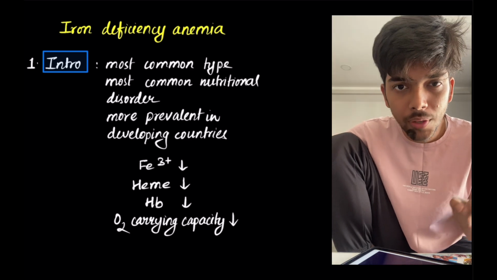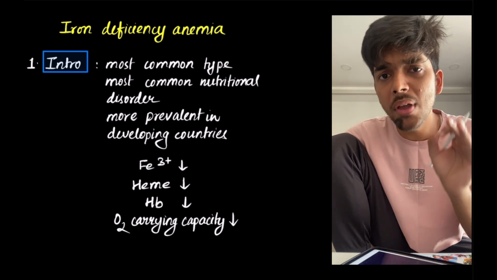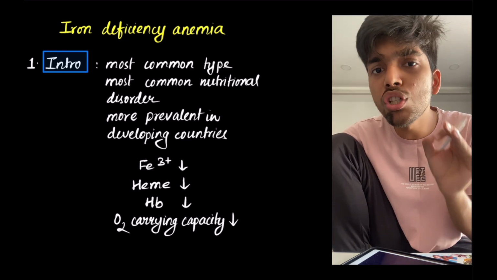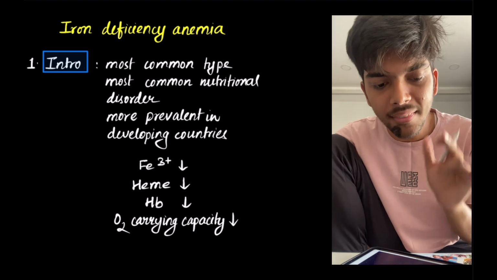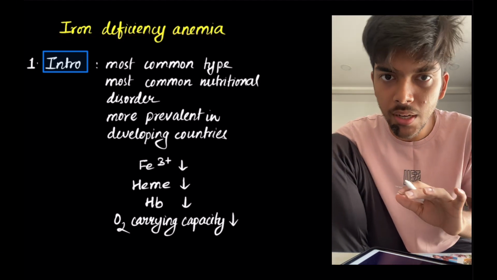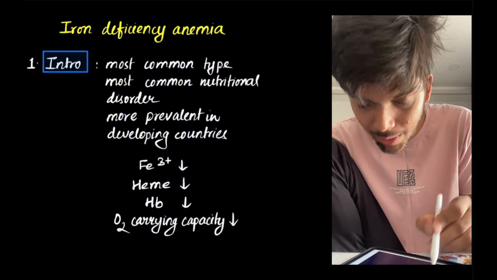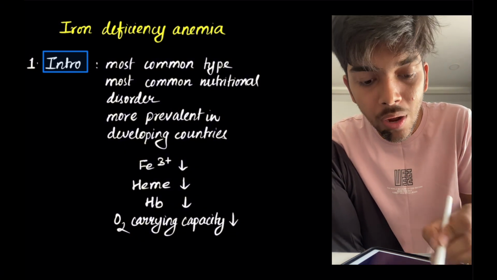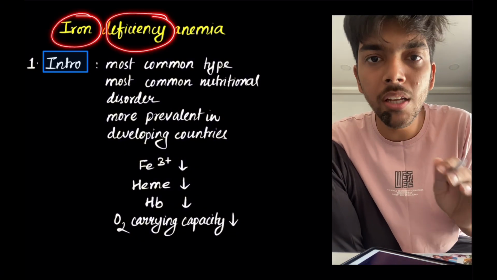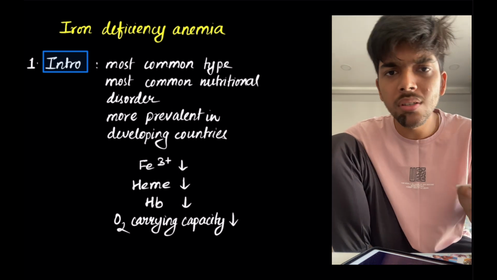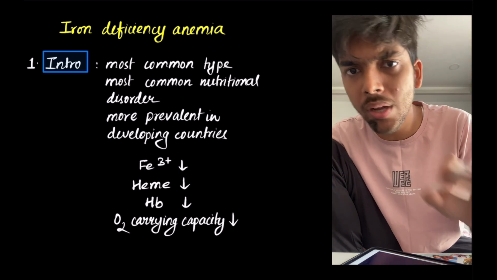Now let's get into the various types of anemia. And the very first type is the most common type of anemia, and that is iron deficiency anemia. As the name suggests, iron deficiency anemia is caused due to deficiency of iron in the human body. How does a deficiency of iron lead to anemia?